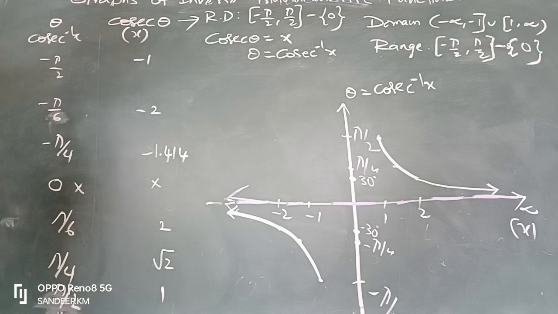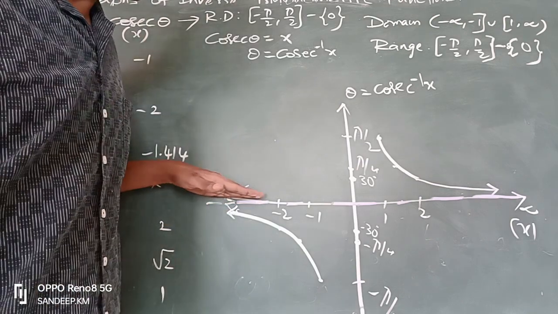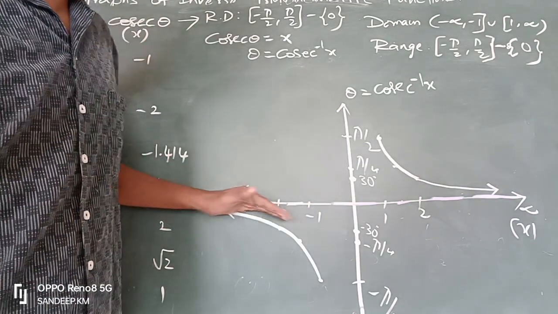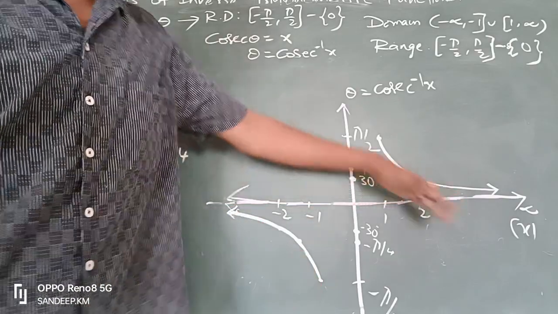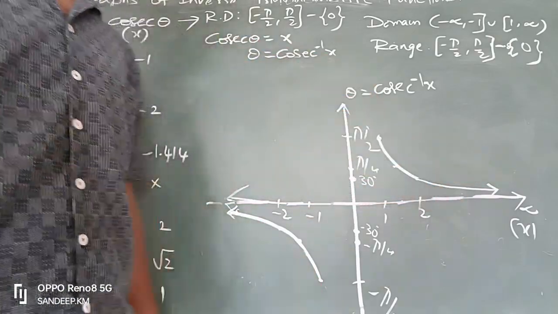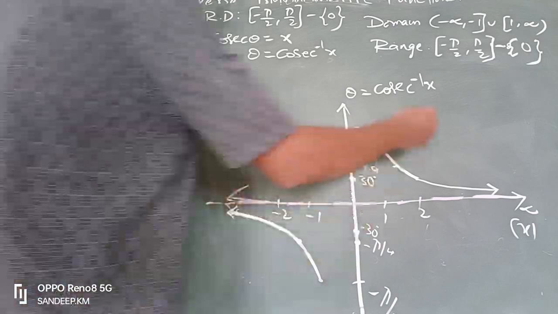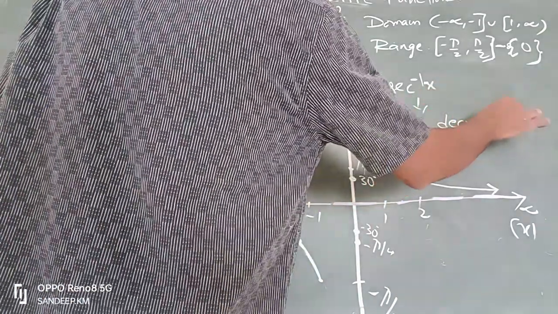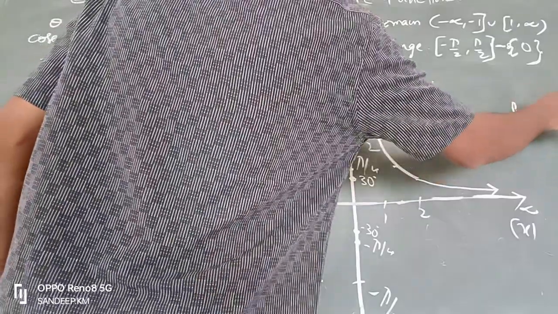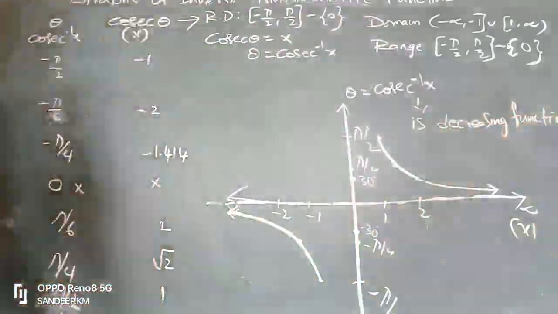Okay, now the final question is: is it an increasing function or a decreasing function? As input increases, the output is dipping down. The output decreases, correct or not? As input increases, the output decreases. What does it mean, sir? Cosec inverse x is a decreasing function.